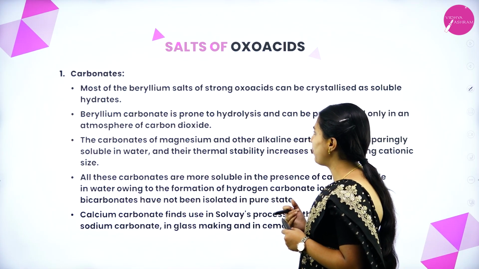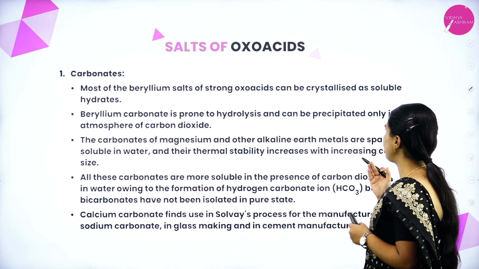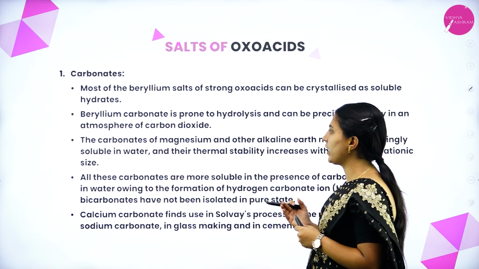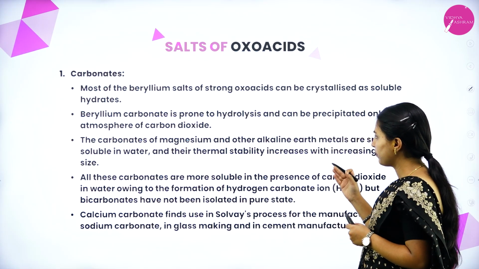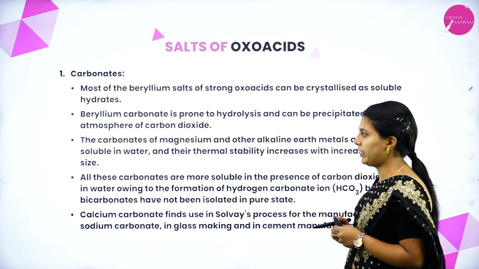Beryllium carbonate is prone to hydrolysis and can be precipitated only in an atmosphere of carbon dioxide. How will it be hydrolyzed? By using atmospheric carbon dioxide.